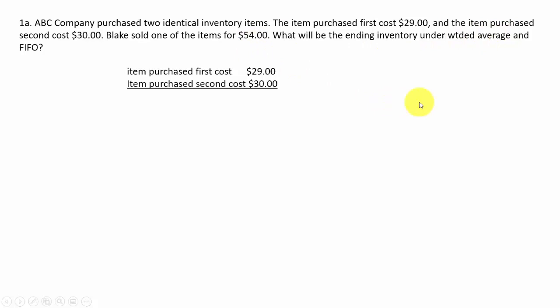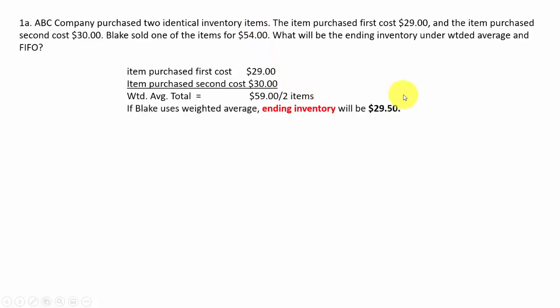Well, under weighted average, what we're going to do is take these two items that we bought, add them together, and get a total, and then divide by 2, since we have two items here, and get a weighted average of, looks like $29.50. So if he uses weighted average, the ending inventory will be $29.50. Sold one for $29.50, kept one for $29.50.